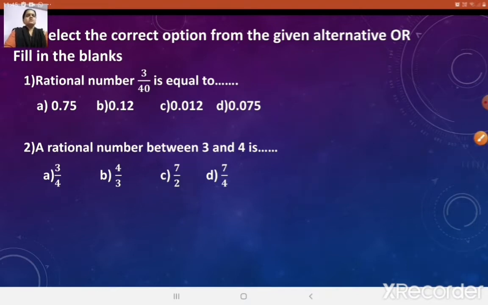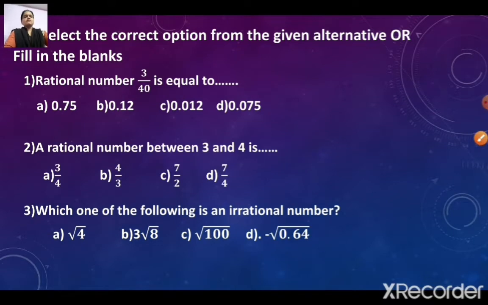Okay, see the next sum. Which one of the following is an irrational number? We have to check for an irrational number. So if you want, you can check it, or you can do it in a reverse way.